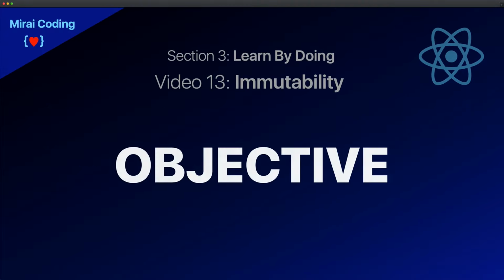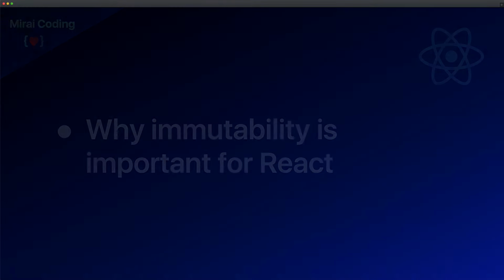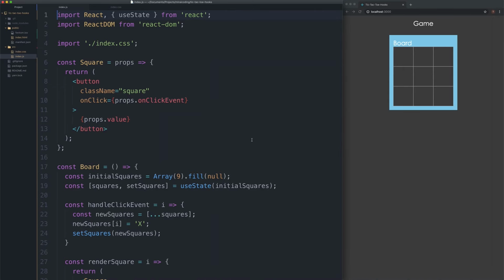Video 13. Immutability. We have a single objective in this video. We will show you why immutability is so important in React. In the previous video, we made a copy of the squares state array and mutated the copy, and then we set the squares state array to be the modified copy. We'll now discuss immutability and why immutability is important to learn.